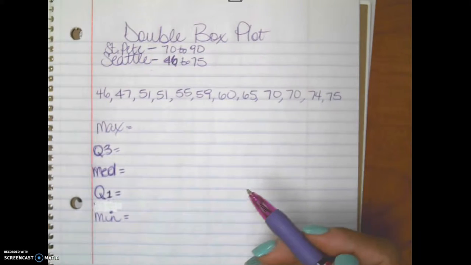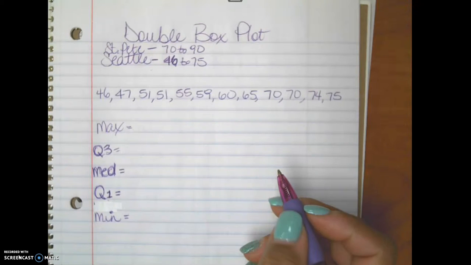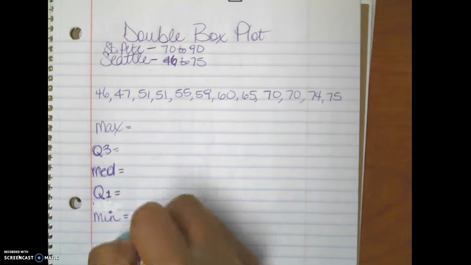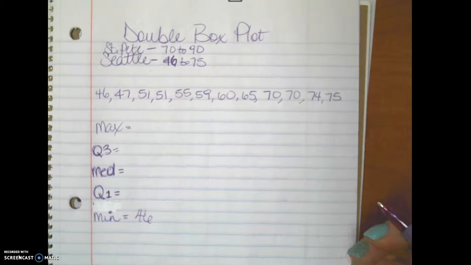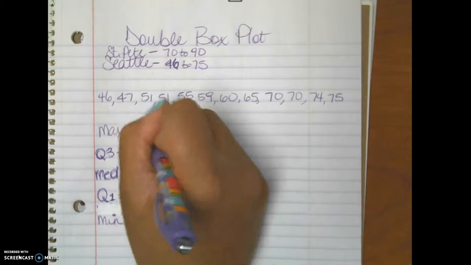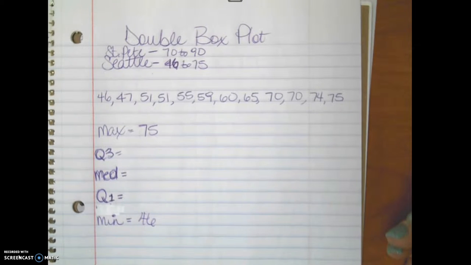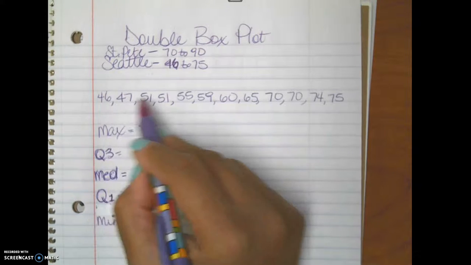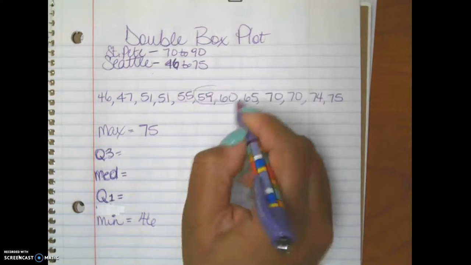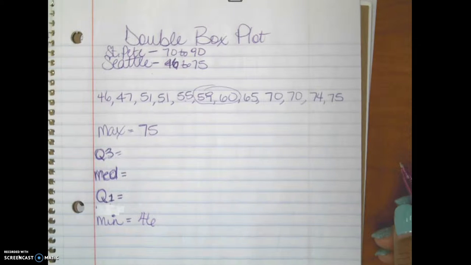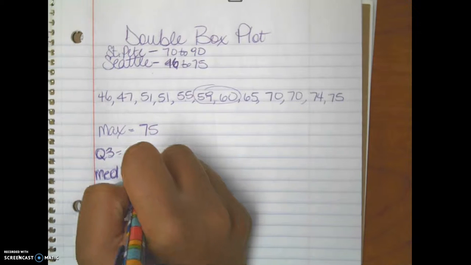Who is my minimum number? 46. Who's my maximum? 75. Then, what two numbers are in the middle? 59 and 60. That's correct. And then who's halfway between 59 and 60? 59.5. There's my middle number.